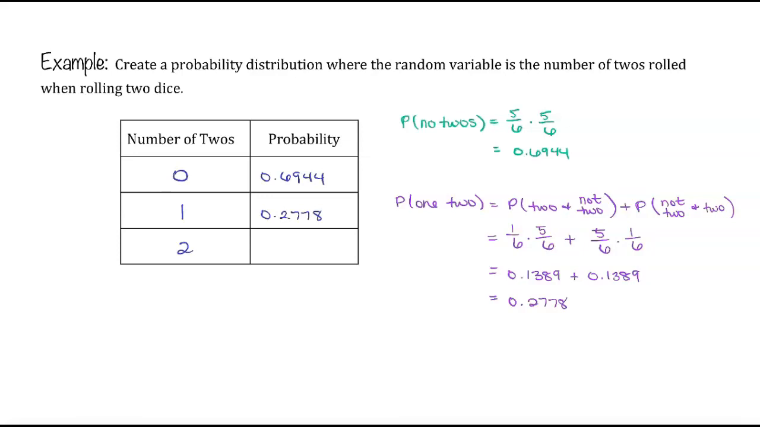Finally, let's calculate the probability of both dice landing on 2s. That's the probability of the first die landing on 2, 1 divided by 6, times the second die landing on 2, another 1 divided by 6. And multiplying these together, we have a probability of 0.0278. One way to double check that we did this correctly is to add up all the probabilities. Make sure that they add up to exactly 1. If you get anything other than 1, then you know you've made a mistake somewhere along the way.